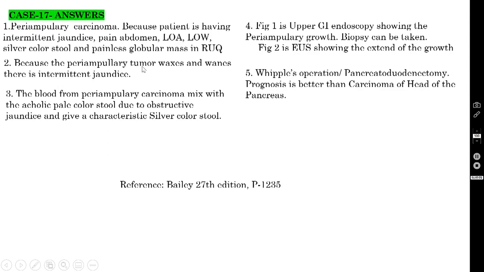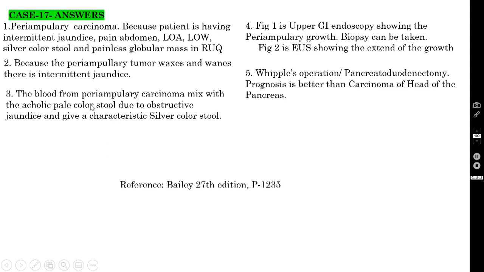Because the periampullary tumor waxes and wanes, there is intermittent jaundice. Part of the tumor will become necrotic and fall off, so the extrinsic compression will be relieved and the patient will be relieved of jaundice. But it will again regrow, again it compresses, and the patient will again go into jaundice.